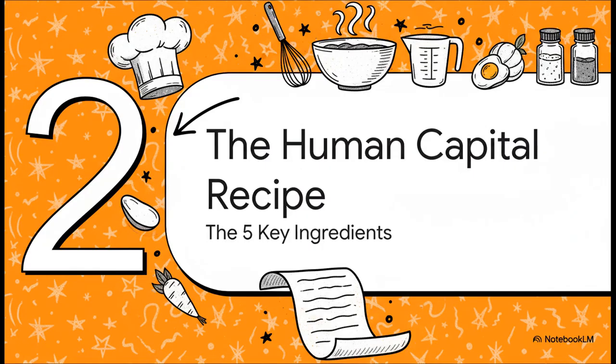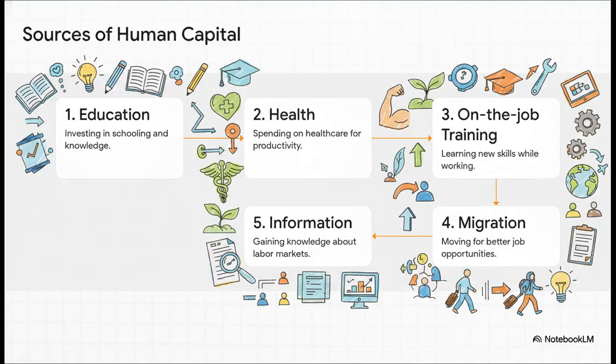Okay, so if this human capital is the secret to earning all those lakhs, the next big question has to be, how do we get it? How do we create it? Well, you can think of it like you're making a favorite biryani. There's a recipe. And here they are, the 5 main ingredients, or what your textbook calls the sources of human capital. We've got education, health, training on the job, migration, and information. Let's quickly go through each one.